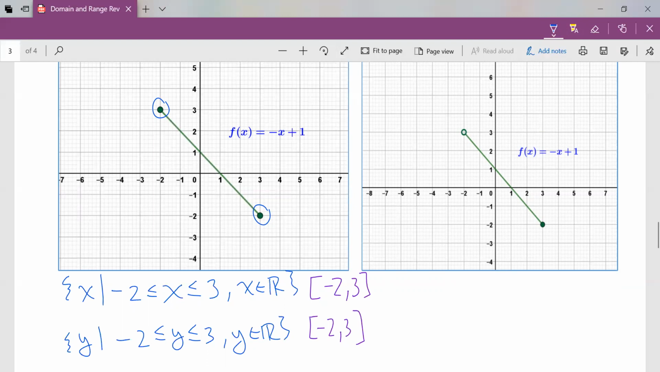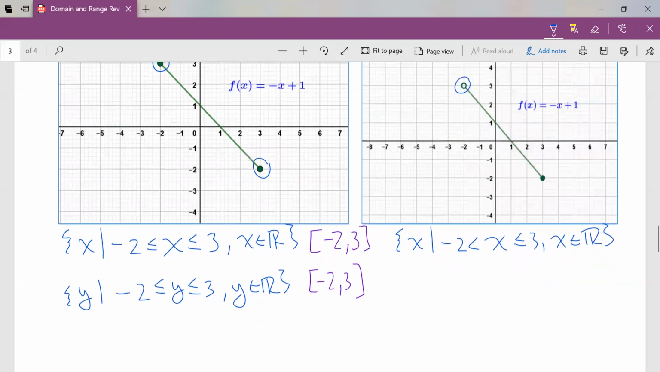How does that differ from the next graph? Well, the next graph has this open point, not a closed point. So it's just a subtle difference. X such that -2 is less than x. It doesn't include -2, but it includes 3. Just like that. Okay, our range. Well, our smallest y value is at -2, but it includes it. And our largest y value is 3, but we don't include it because it's that open point. Y is an element of the reals.